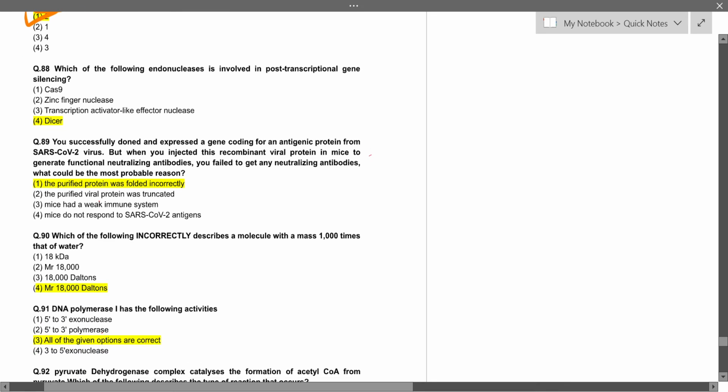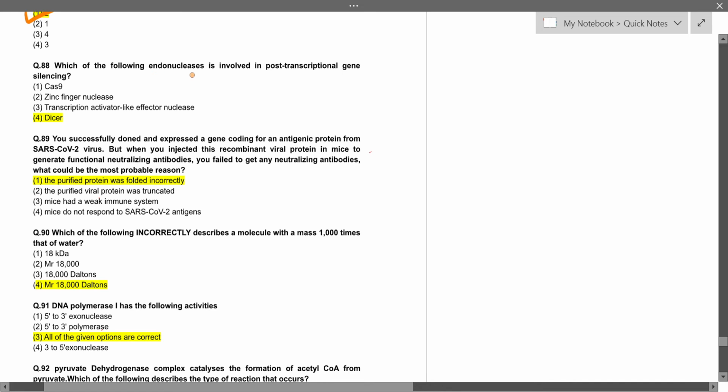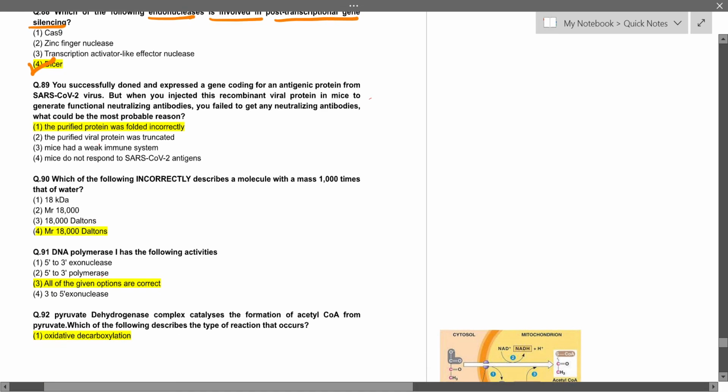Next, which of the following endonucleases is involved in post-transcriptional gene silencing? Gene silencing is done with the use of the dicer enzyme. Okay. You successfully cloned and expressed a gene encoding an antigenic protein from SARS-CoV-2 virus, but when you injected this recombinant viral protein into mice to generate functional neutralizing antibodies, you failed to get any neutralizing antibodies. What would be the most probable reason?